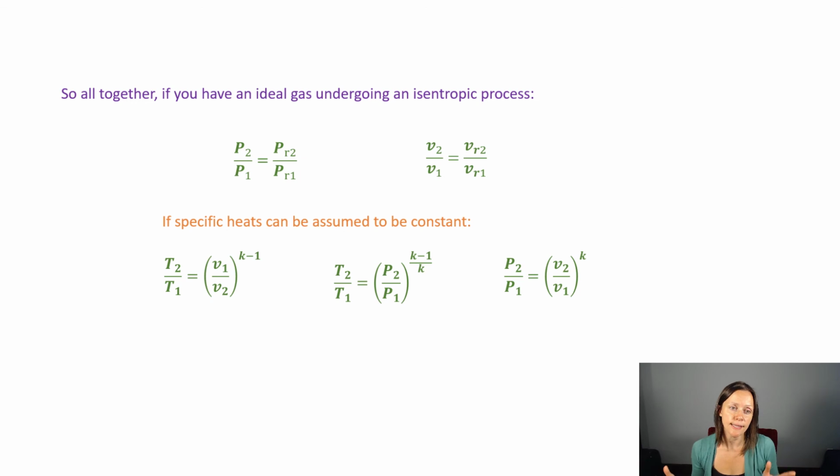The nice thing about assuming that specific heats are constant is I can directly calculate things like temperature and pressure and specific volume for an ideal gas at the end of an isentropic process. As opposed to if I don't make the assumption that specific heats are constant, then I'm left having to look into my ideal air tables at those PR and vr values, and I'll probably end up interpolating for some things as well.